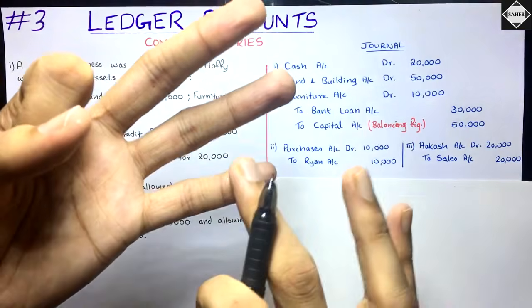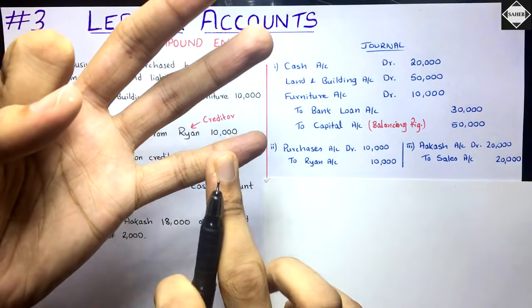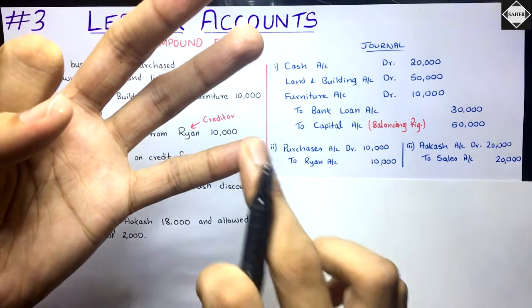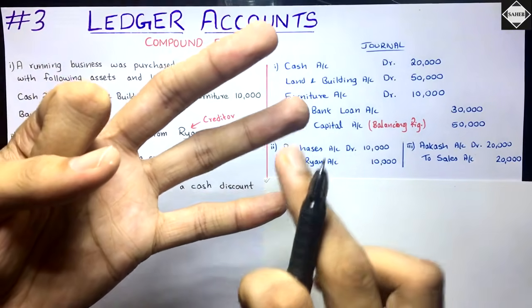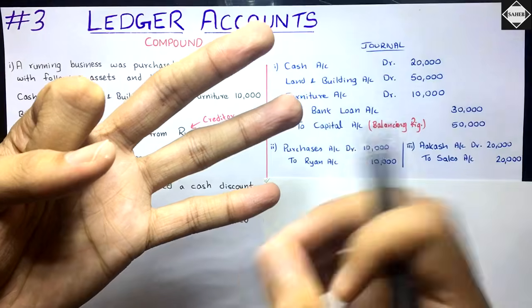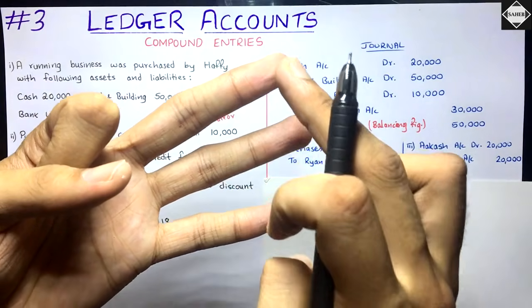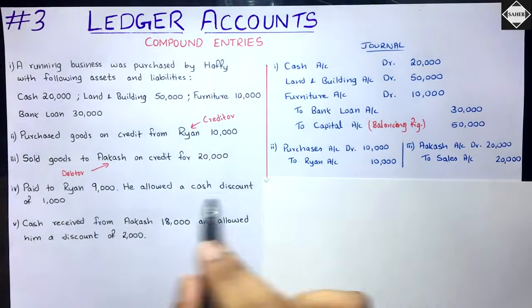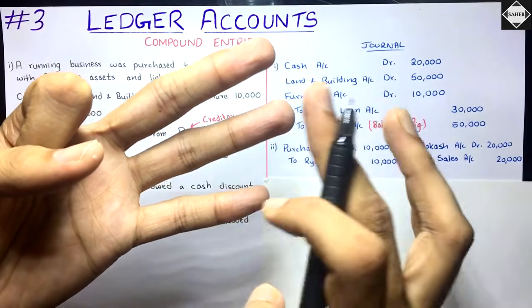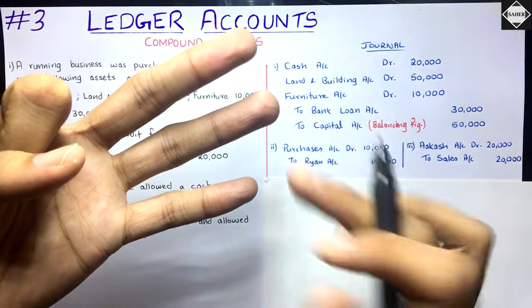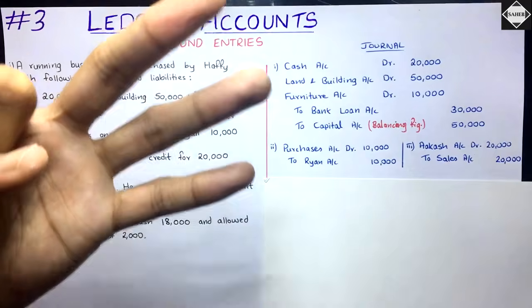So 3 accounts are being affected. Ryan account, we have paid money to Ryan. Our liability to Ryan has been decreasing, and then cash is decreasing because we have paid the money, and then we are getting revenue, we are getting income, that's the discount received. So discount received account is increasing because we have got the income, isn't it? You have to record that. So 3 accounts are affected.